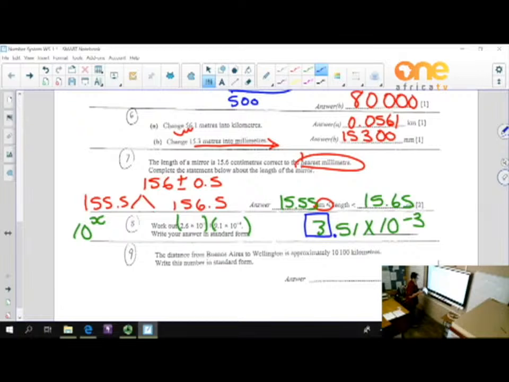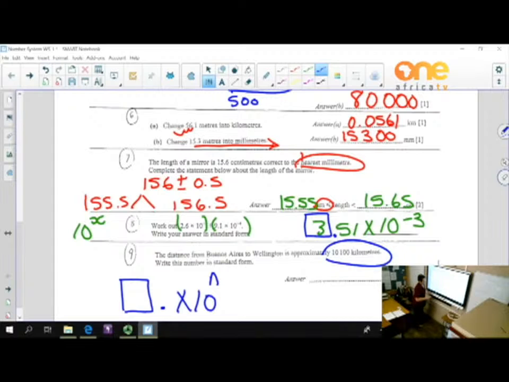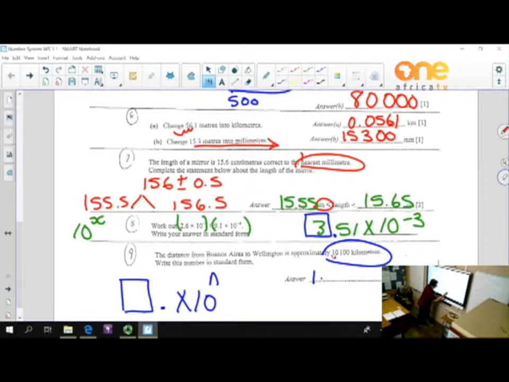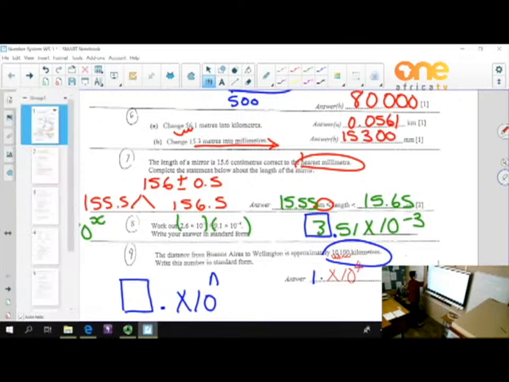And then the last one, the distance from Buenos Aires to Wellington is so many kilometers. Now here's a nice one to show it here. What is standard form? One digit times 10 to the power of n. So the one digit is the first number. And what is the first number here? 1. Okay, and then how many places do you move this one? Look here. 1, 2, well actually from there we move 1, 2, 3, 4. So it is times 10 to the power of 4.